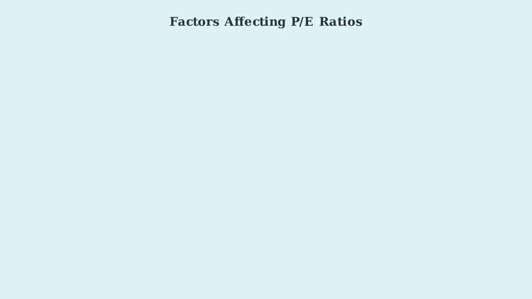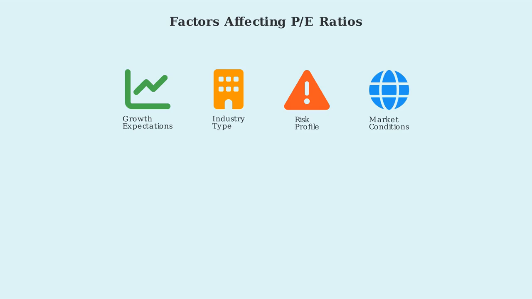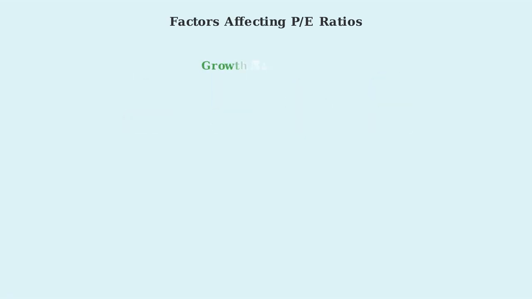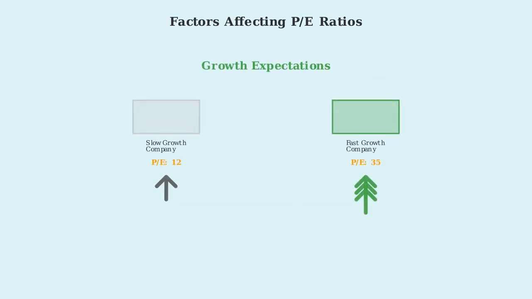Several key factors influence a company's PE ratio. Understanding these factors helps investors make better decisions about portfolio valuations. Four main factors determine PE ratios: growth expectations, industry type, risk profile, and market conditions. Each plays a crucial role in how investors value companies. Growth expectations have the biggest impact on PE ratios. Companies expected to grow rapidly command higher PE ratios because investors pay more for future earnings potential.